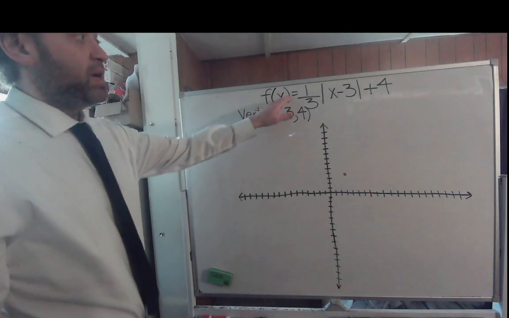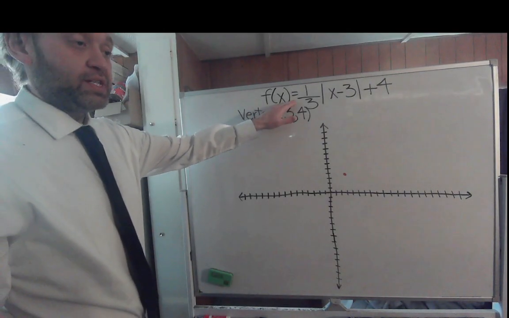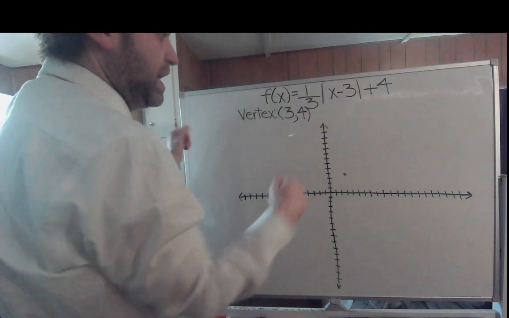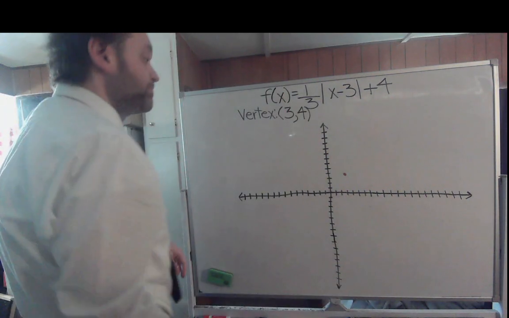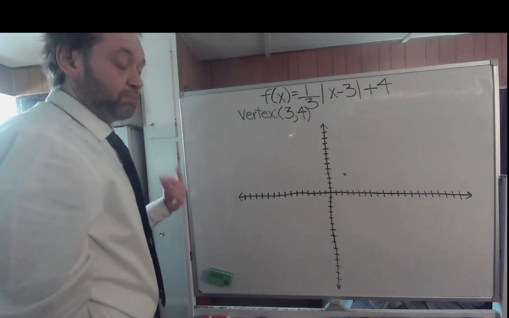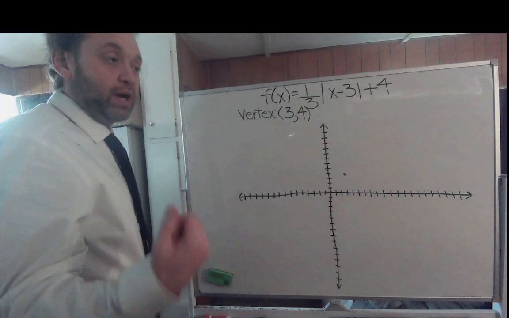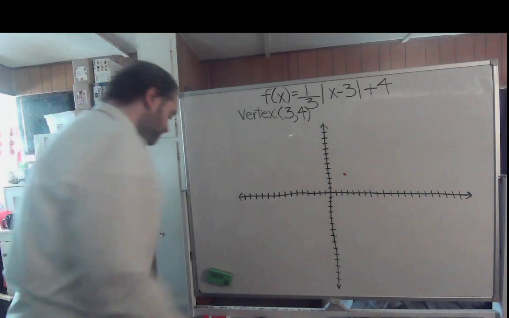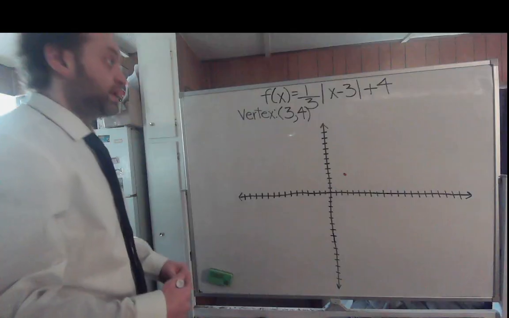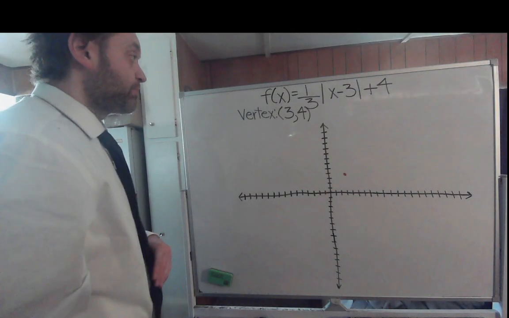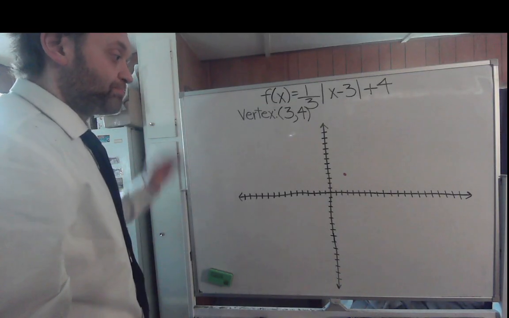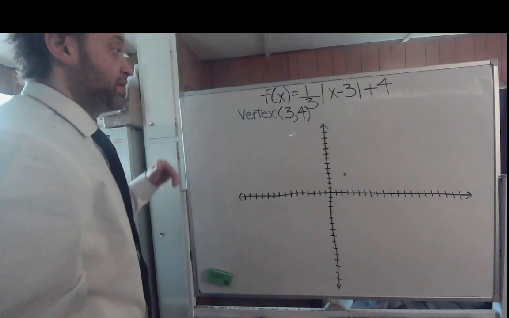And since it's a positive 1/3 coefficient, your graph's going to open upward. If it were negative, it would go downward. So the positive or negative indicates which way the graph's going to go. All right. Well, now let's put in a couple values here and graph them.